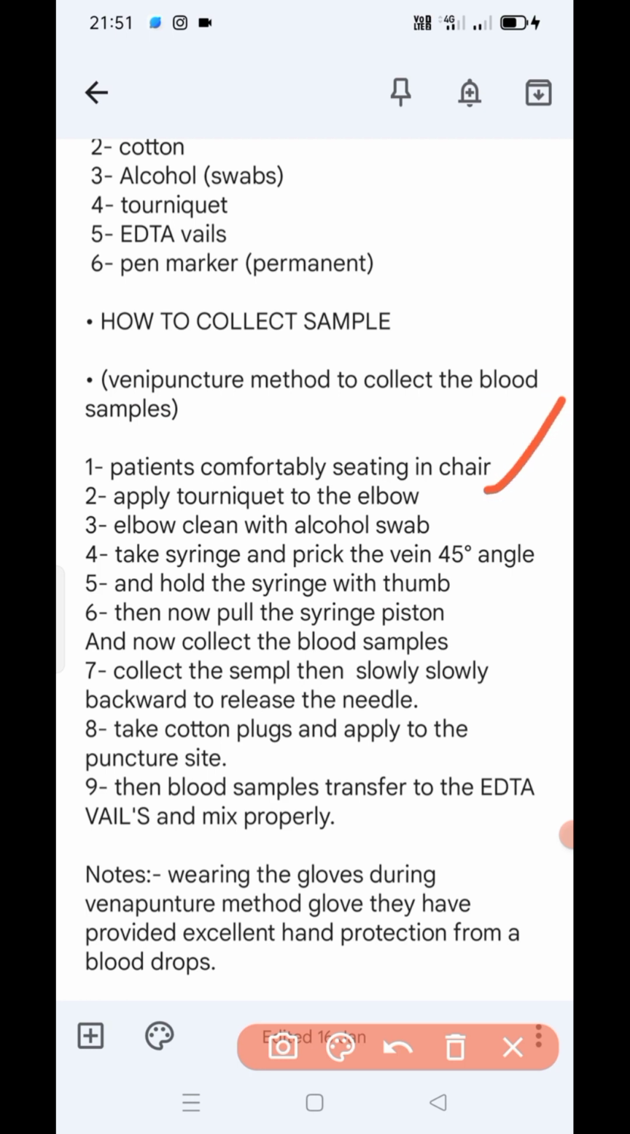The patient sits comfortably in a chair, then apply the tourniquet to the arm above the elbow. Next, clean the elbow with an alcohol swab, take the syringe and prick at a 45-degree angle, holding the syringe with the thumb, and now pull the syringe piston and collect the blood sample. After collecting the sample, slowly pull backward to release the needle. Take a cotton plug and apply it to the venipuncture site. Then transfer the blood sample to the EDTA vials and mix properly.